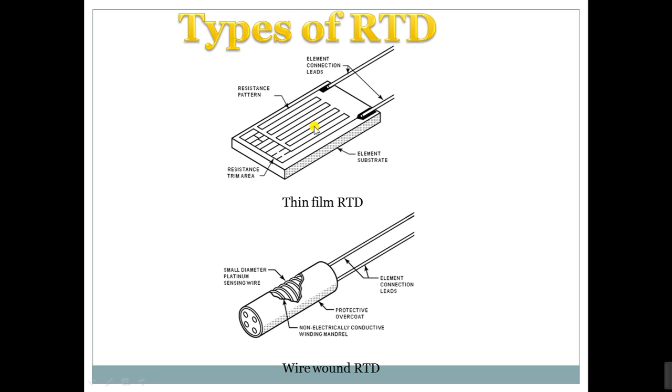The next case is wire wound RTD. It is built by winding a small diameter platinum sensing wire around a non-conducting cylindrical ceramic rod. Then it is covered with either a ceramic or a glass coating. They have greater accuracy over a wide temperature range than flat film detectors. However, the cost is more, that is, expensive.